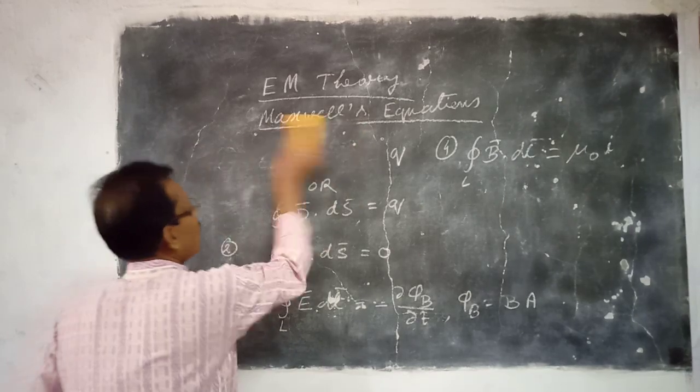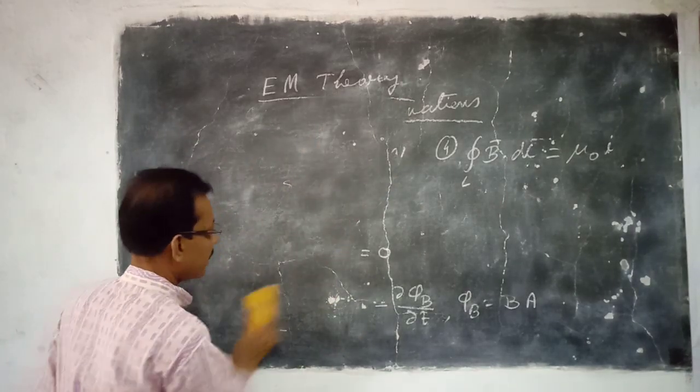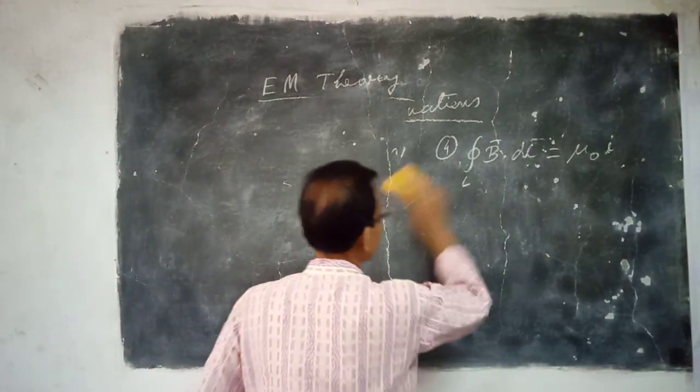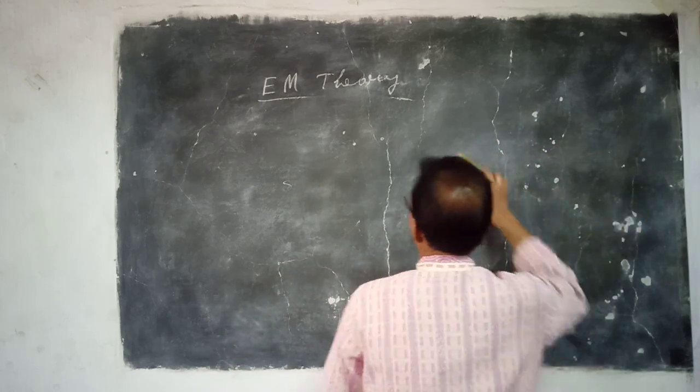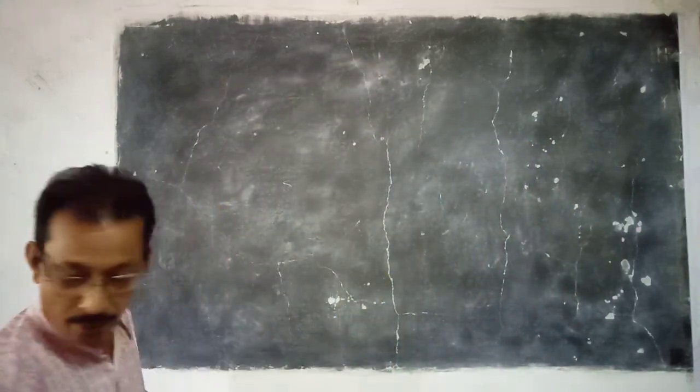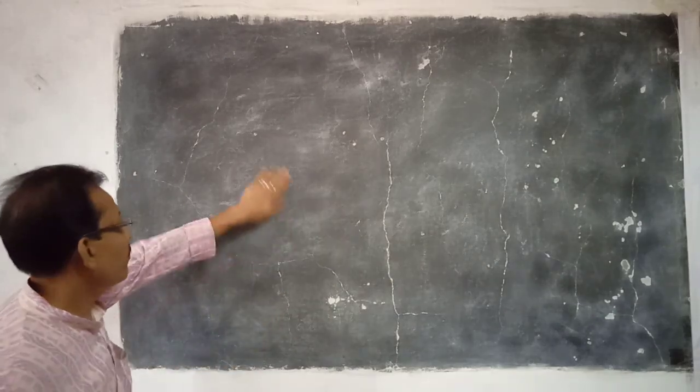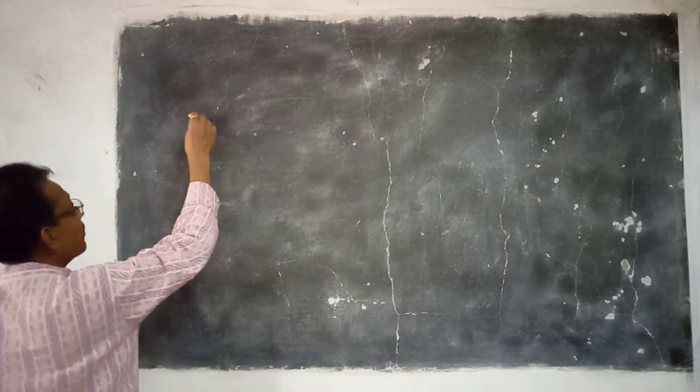Now to convert these integral forms of the Maxwell's equations into the differential form, we have to use two theorems. First is Gauss's divergence theorem.